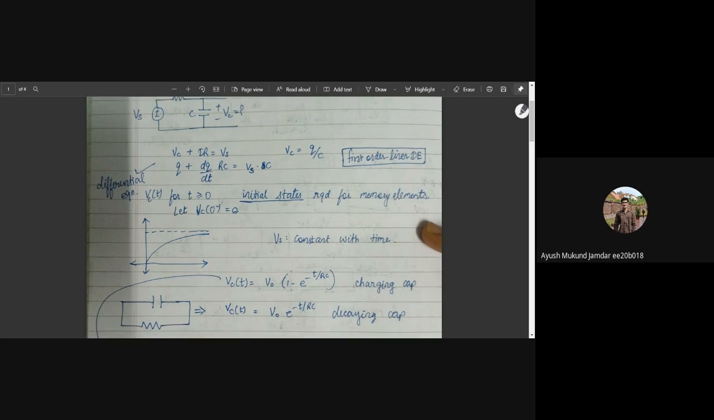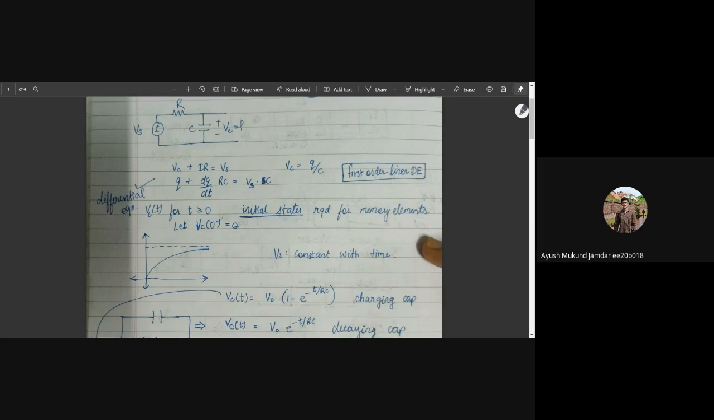Let's say if Vc of 0 was 0, that is the capacitor was initially uncharged. So this will give a solution that is Vc of t is equal to V naught times 1 minus e power minus t by Rc. That is a charging capacitor. That is when t tends to infinity, the potential difference developed across it will be V naught. Thus, at t equals 0, there is no potential difference across.